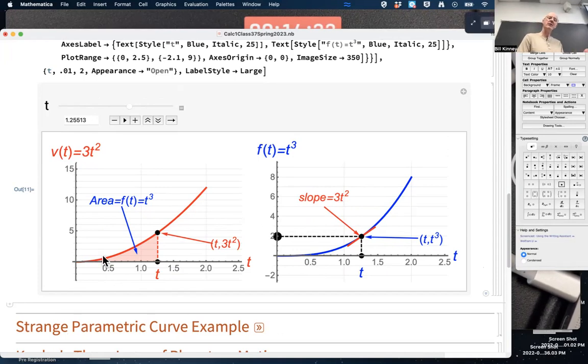On the other hand, if you know the velocity, 3t squared, the area under this graph from 0 to t is t cubed, and that gives you how far you've traveled. It gives you this position graph. There's this inverse relationship between them.